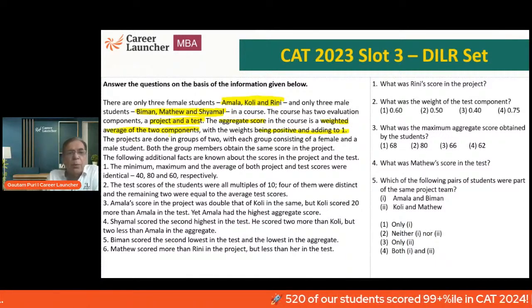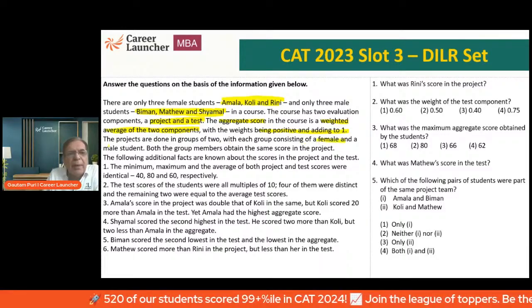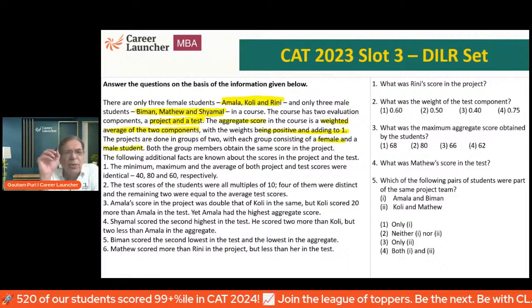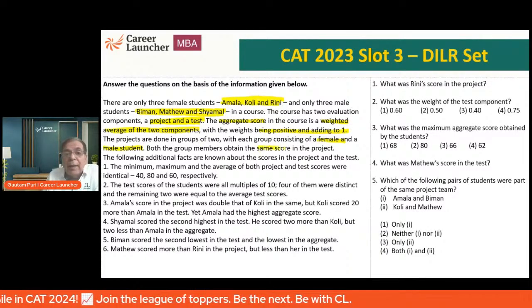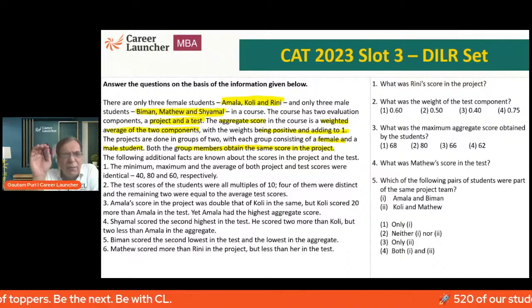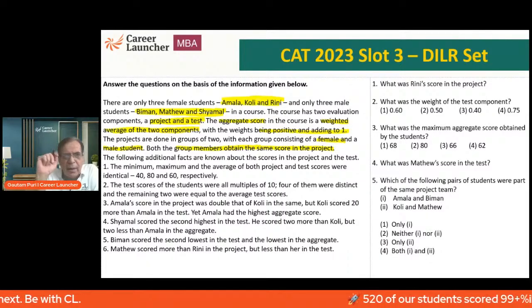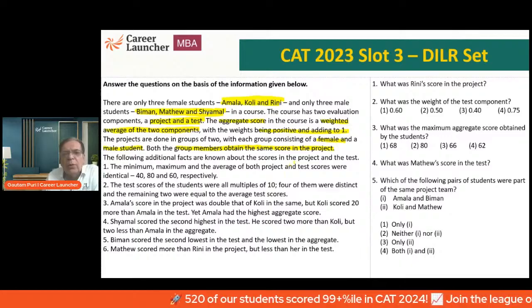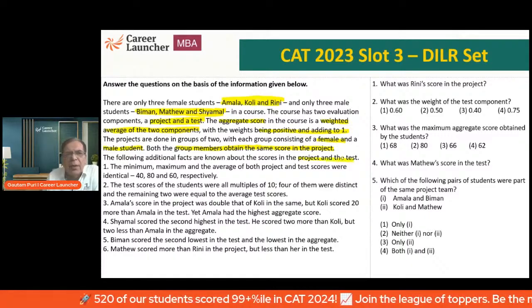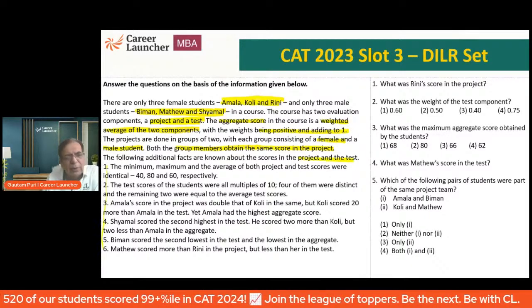Okay. The project is done in two groups, with each group consisting of a female and a male student. So one female and one male student in each group for the project. Both the group members obtain the same scores in the project. So if you have members of the group, both of them will get the same marks in the project. Okay. The following additional facts are known about the scores in the project and the test. Okay. So then there's additional information. I'll come to this later.